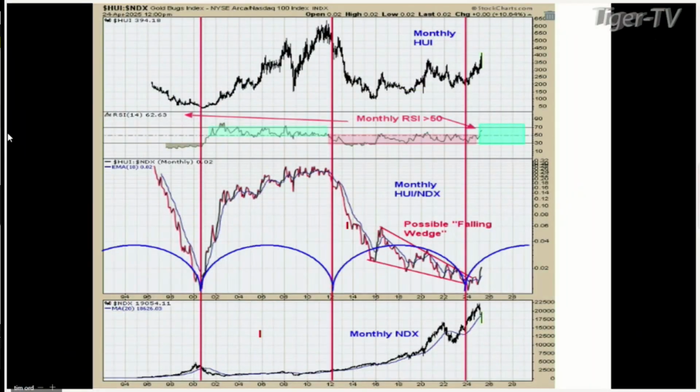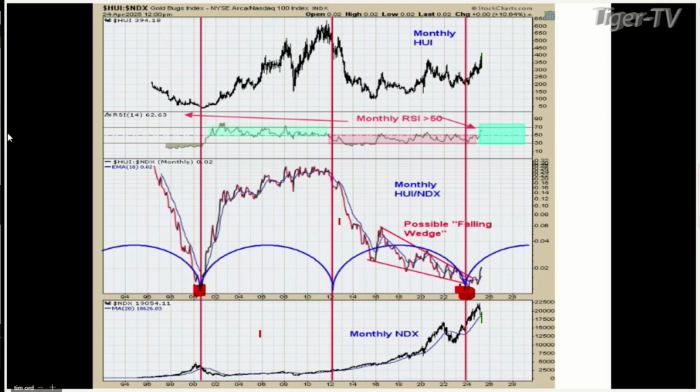Welcome back, everybody. This is Jacob Schuper, joined right now by Tim Ord of the Ord Oracle. Tim, before we went to the break, we were taking a look at the monthly HUI NDX. Yep. This chart, it's really interesting. Actually, this low right here almost perfectly touched this low back here. I mean, it came right down, stopped right at it, turned right back up.